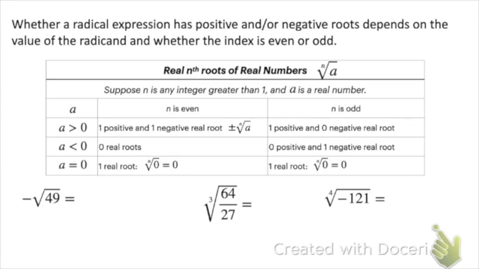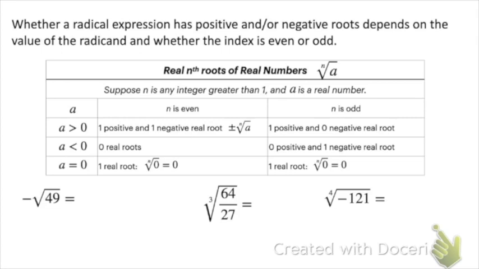When a is less than 0, we cannot take them in the real number system. We'd have 0 real roots. We need imaginary numbers to solve those. And when a is 0, the nth root of 0 is 0. When the index is odd, if a is positive, we get a positive real root. If a is less than 0, which is negative, we get a negative real root. And again, the nth root of 0 is 0.